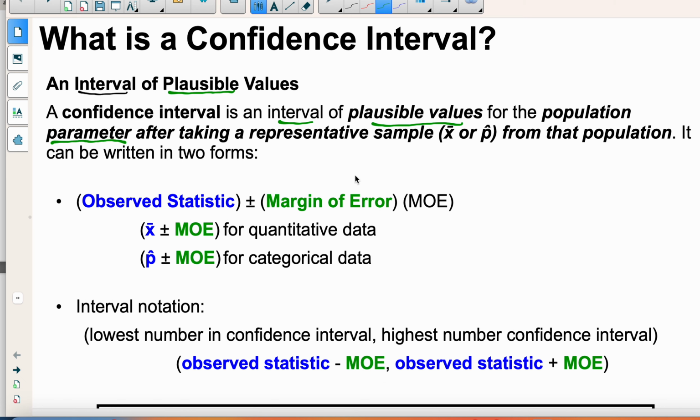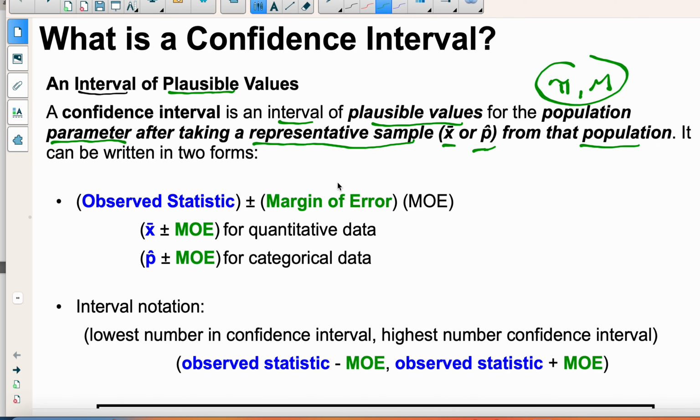So we're coming up with, here's the range of possible values for our population parameter, either our pi or our mu. And how do we calculate that? Well, first we take a sample. So we're coming up with a range for pi and mu based on a sample that we've taken from that population. How do we write that confidence interval?